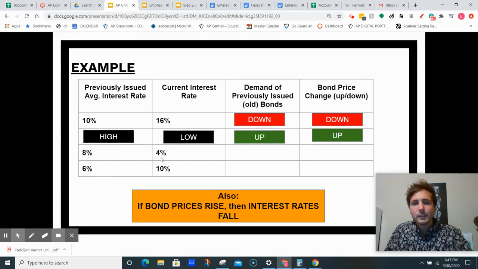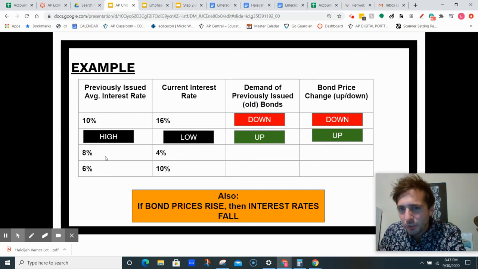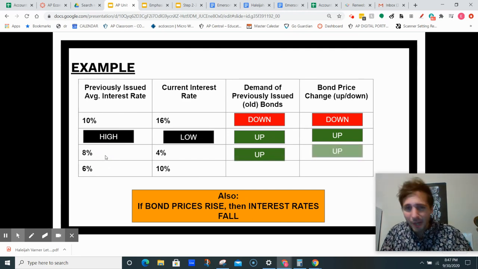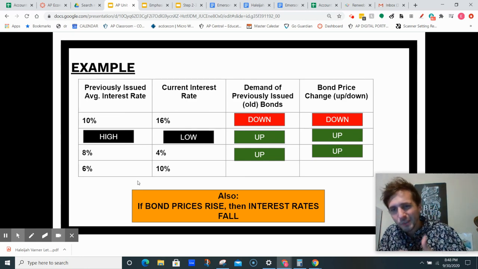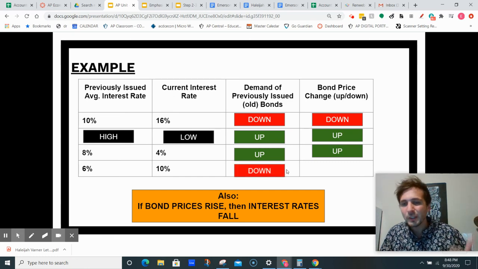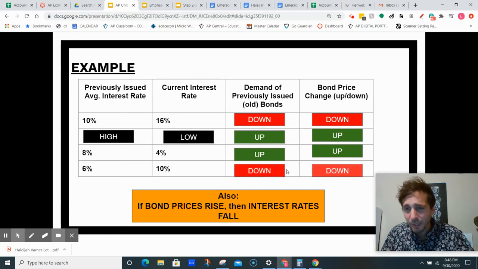Let's take a look at this next one. Current interest rates are 4%. Old interest rates are 8%. Which is more attractive? Of course, it's the old one. So the demand for the previously issued bonds goes up, and that price goes up along with it. Let's try the next one. If the current interest rate is high at 10%, the old one is 6%, which is more attractive? Of course, it's the current one. So what's going to happen to my demand for the old one? It's going to go down. When the demand for the old one goes down, bond prices go down.